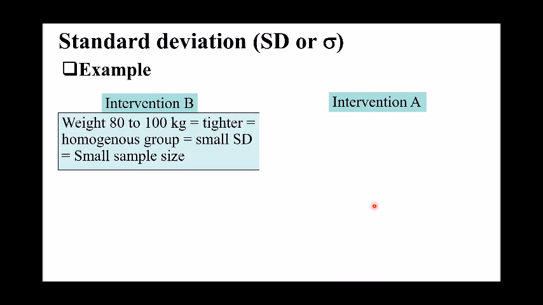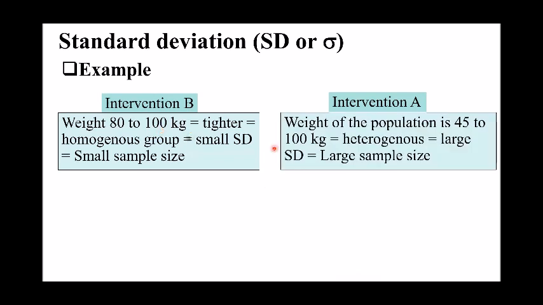So, an example of standard deviation: we have intervention B and we have intervention A. In intervention A, the weight ranges between 80 and 100. So it's a small range. In intervention B, the range is from 45 to 100. So this is a very wide range. This is more heterogeneous. This is large standard deviation. It needs a large sample size.